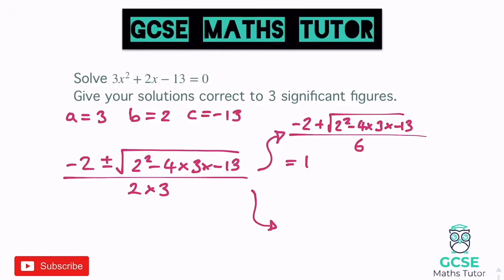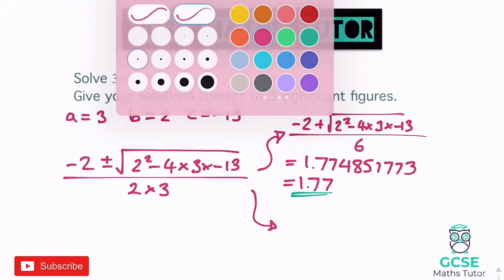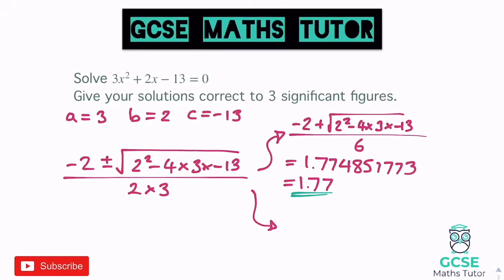So we've got 1.774851773, and let's round that straight away. We get 1.77 as our first solution there. So there we go, there's our first solution. And then having a look at our second one, let's see what we get for this.